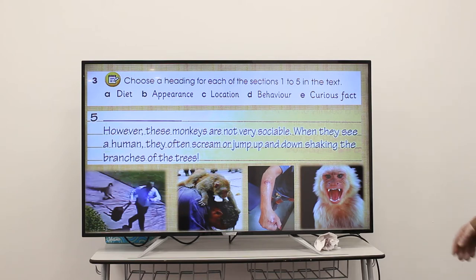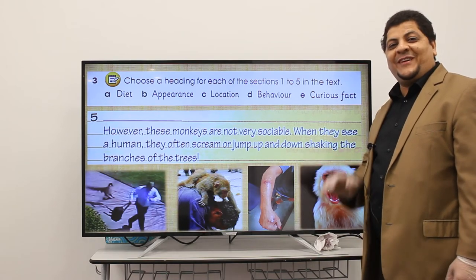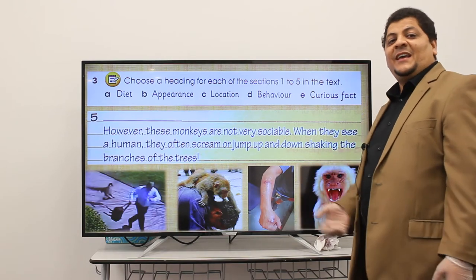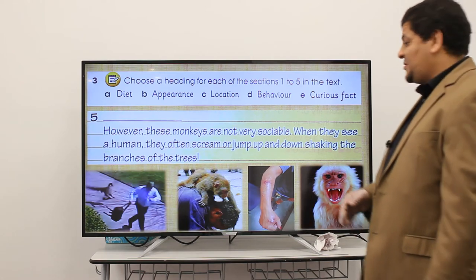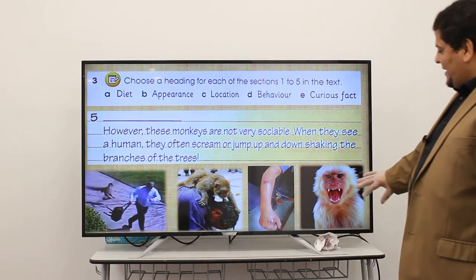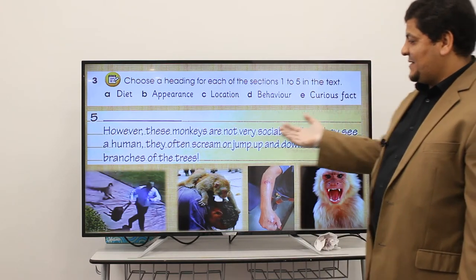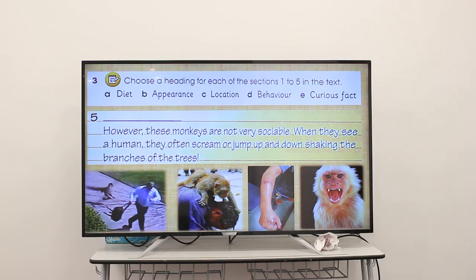Yes, I need you to be very careful. This small animal is not very cute. So just don't think that it's the same as any monkey, or a cat or a dog. This is not a pet. It's not a pet, okay? So look at this, and I remember that a gang of 400 spider monkeys attacked people in India. So is that appearance, location, behavior, or a curious fact? Of course, the answer is it is a curious fact about them.